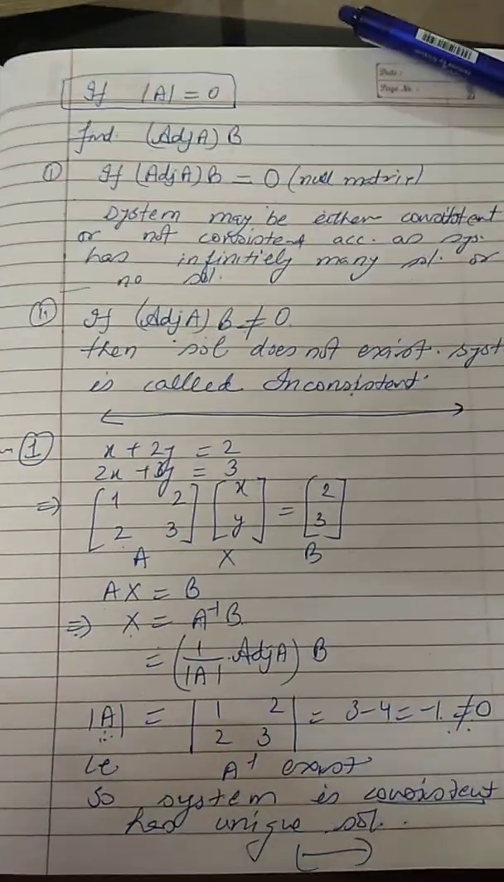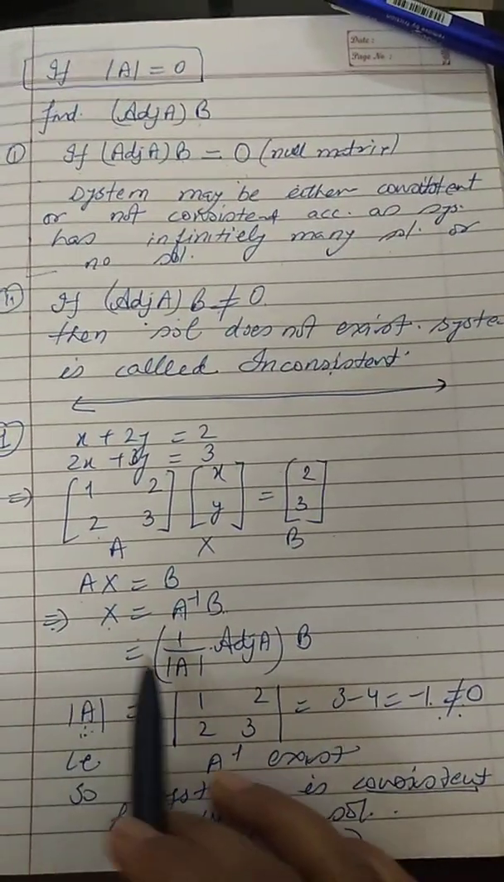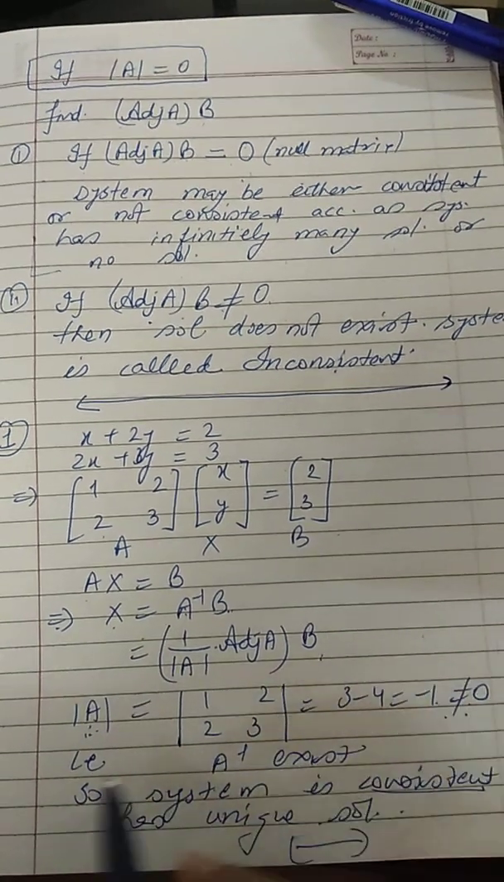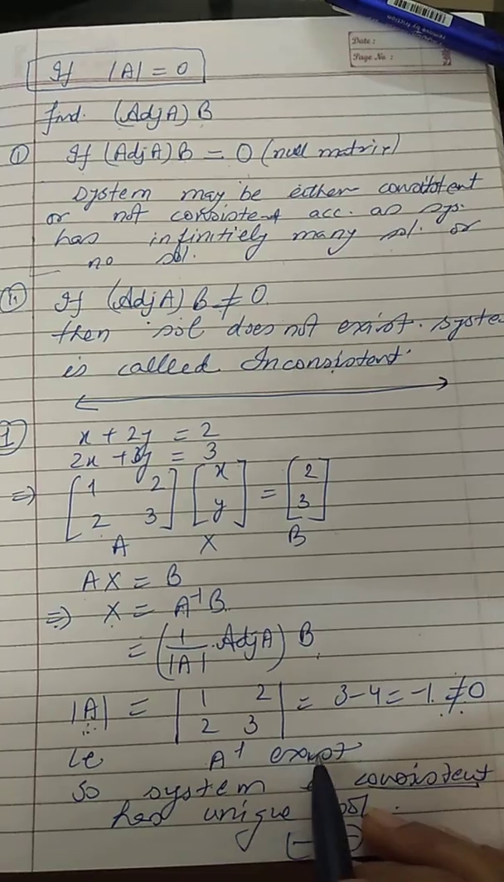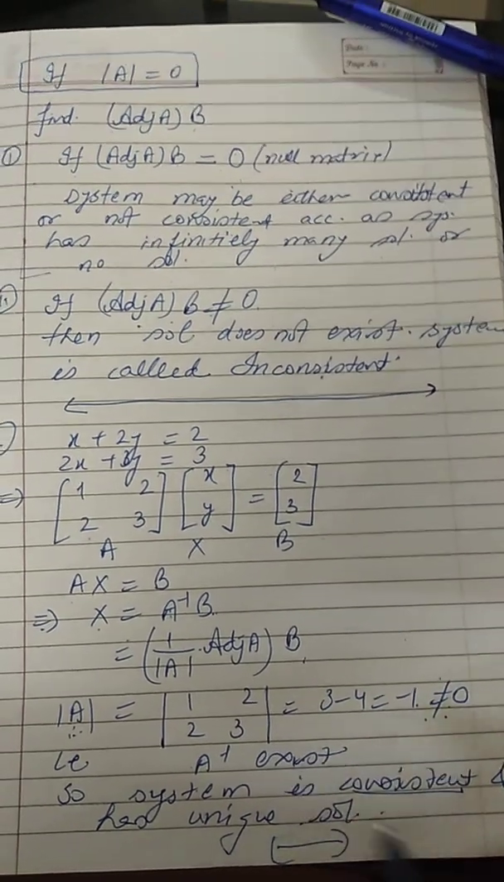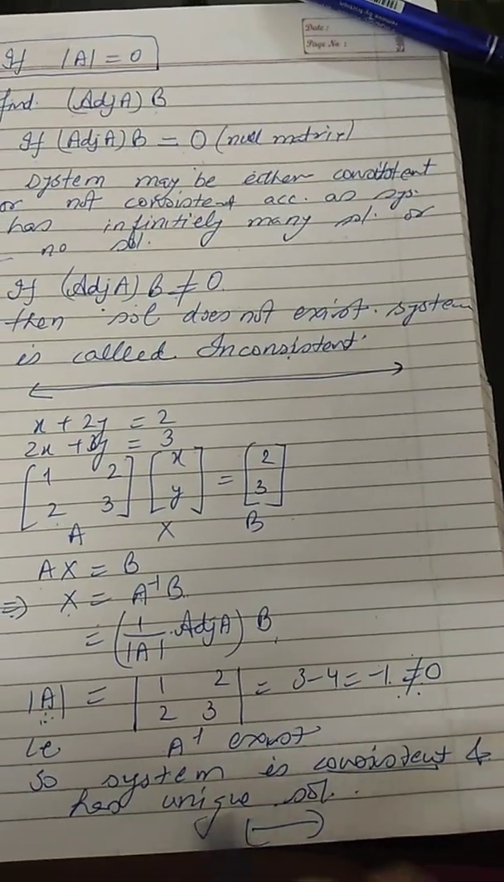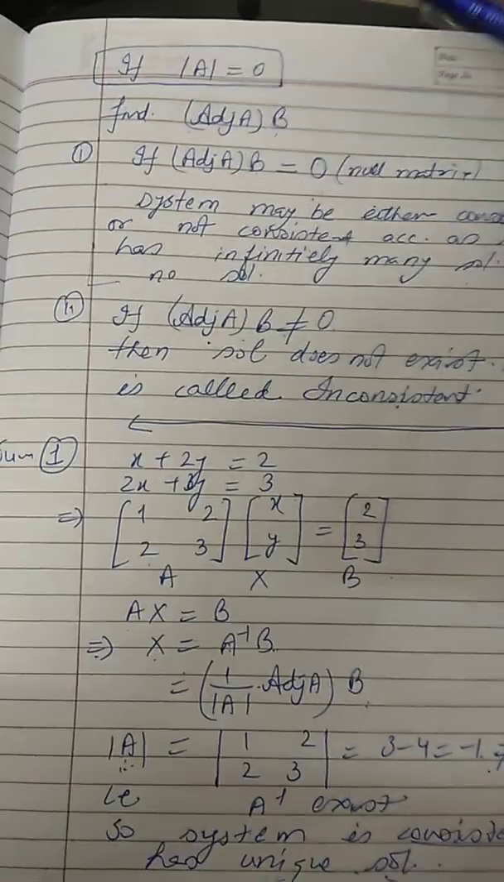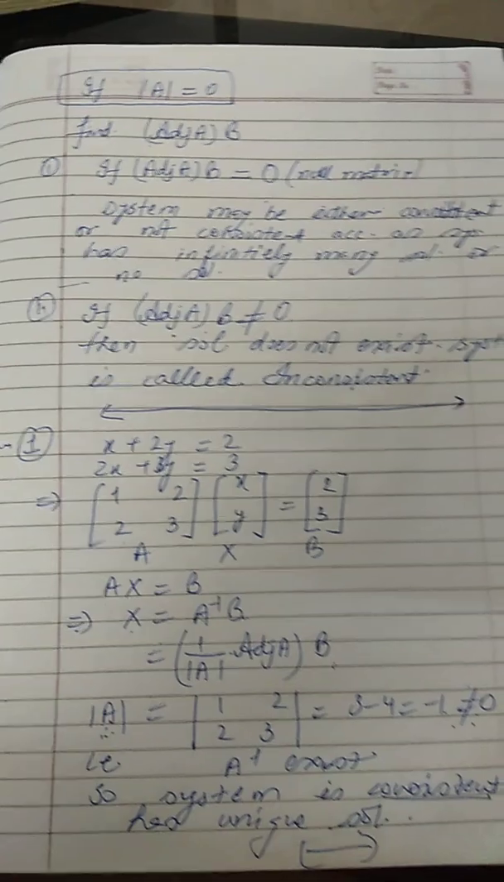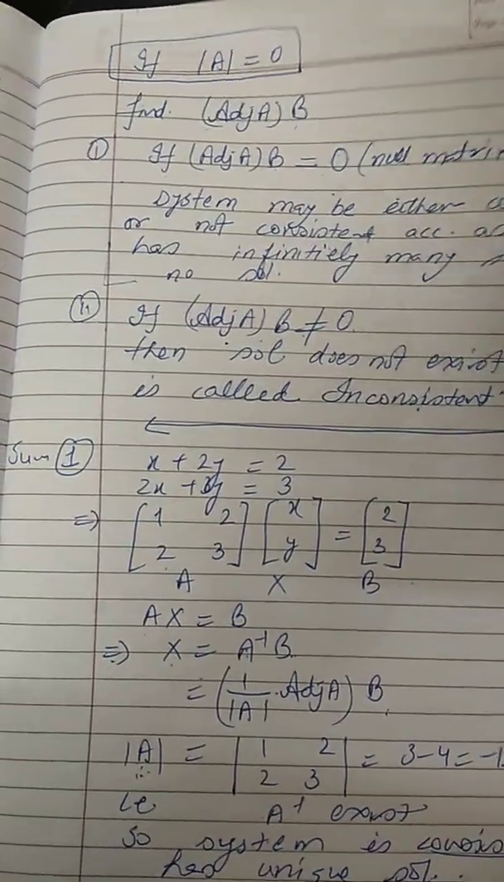I hope this sum is clear. In the first sum we are just writing everything till this part. Finding A determinant, since it is non-zero, we are writing A inverse exists, and if A inverse exists, the system is consistent and it is having a unique solution. That's it, right?